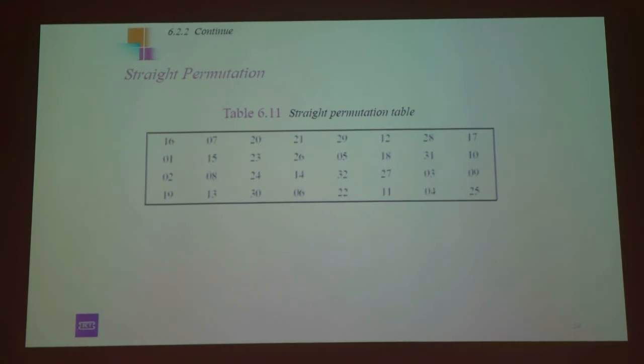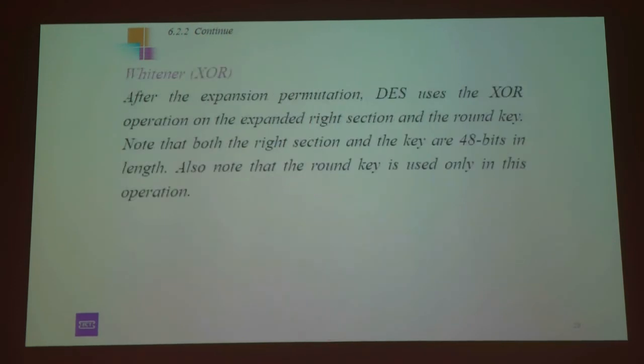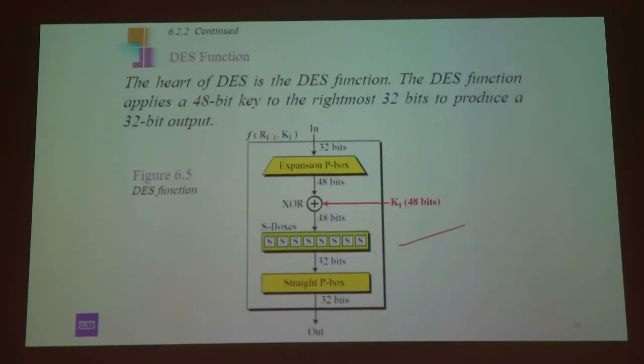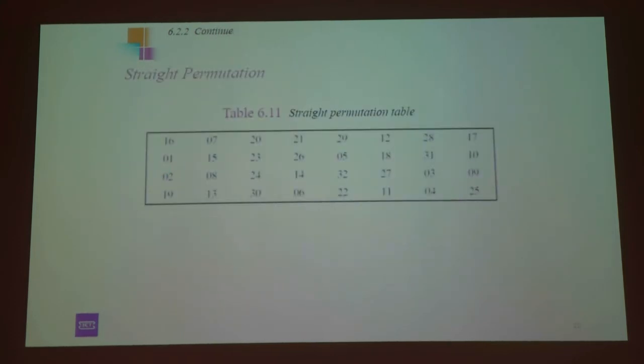Then we have the straight box. Where is the straight box? We go back. That's the straight box. The input is 32 bits and the output is 32 bits. And that's the map for the straight box. So the output for pin 1 comes from where? Input 16, right? The output for pin 32 comes from where? Input 25. Clear?